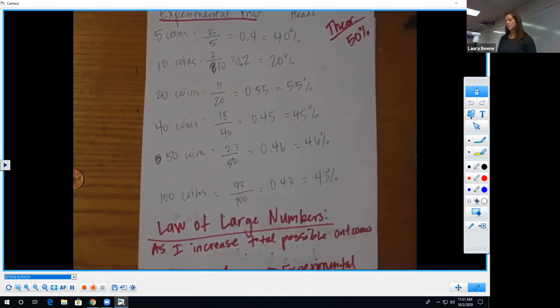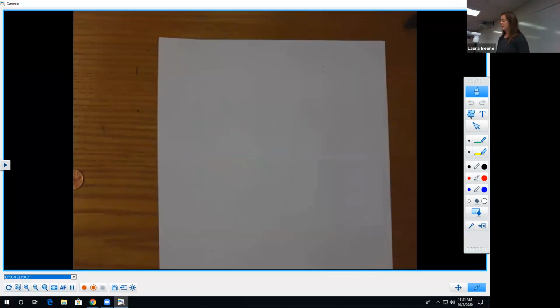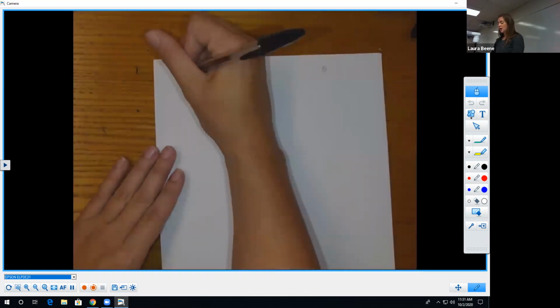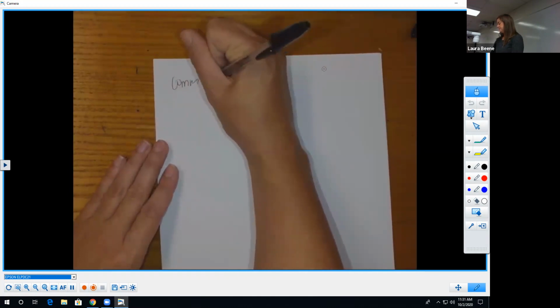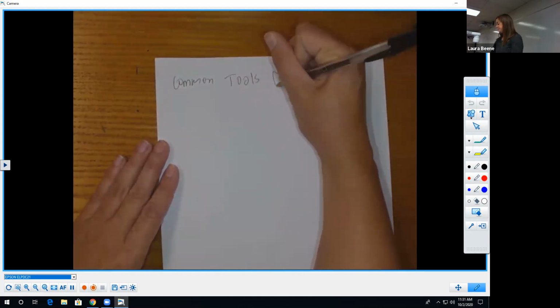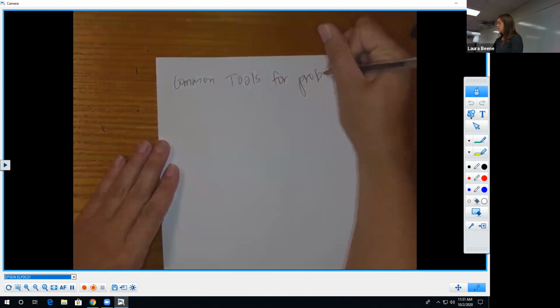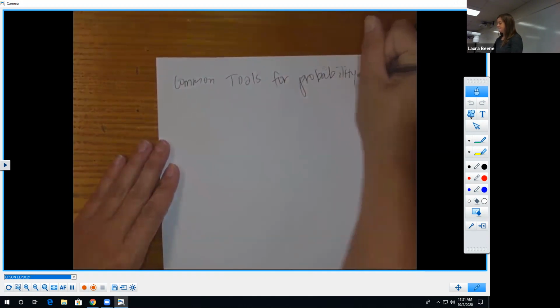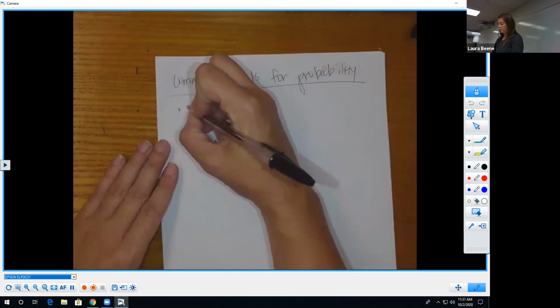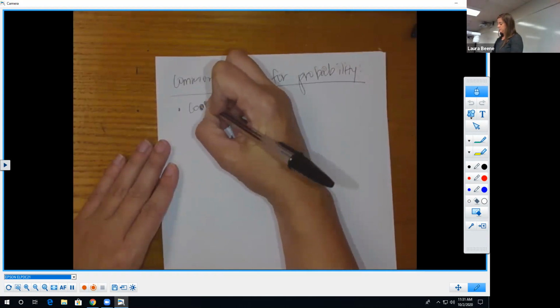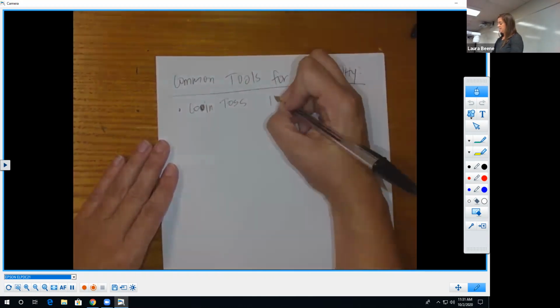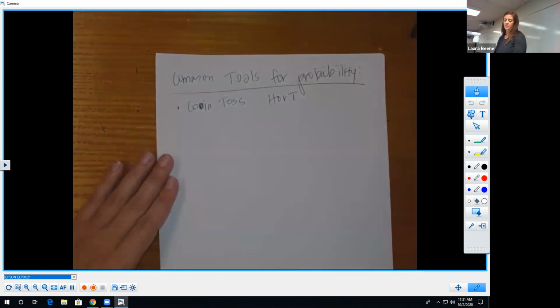Let's go over the types of probability problems that you will see on your homework in this class, but also that students will be presented with in their classes, and on standardized testing, probability is a really big deal. Okay, so some common tools for probability are what we just did, a coin toss.